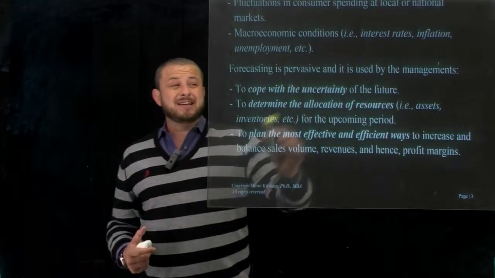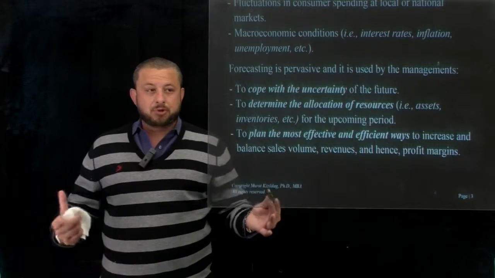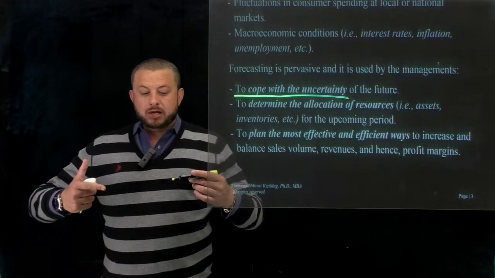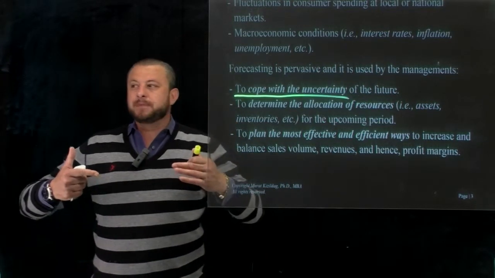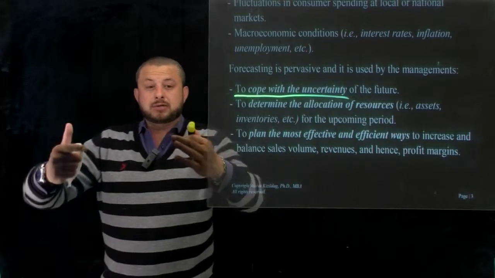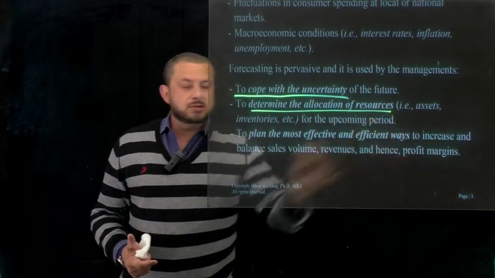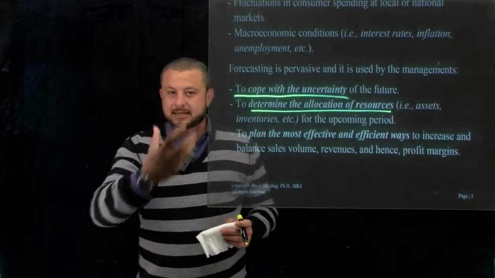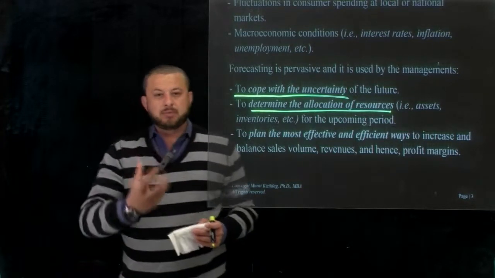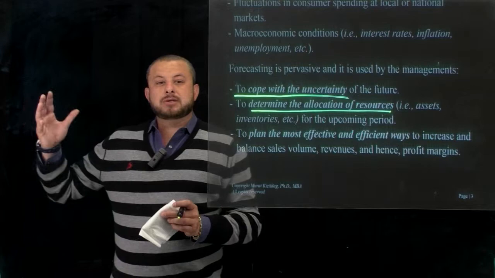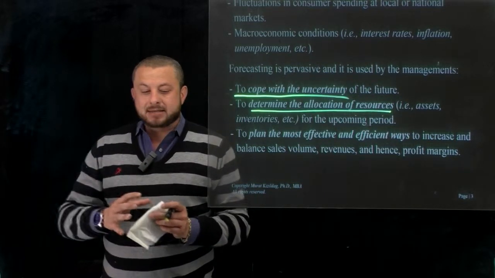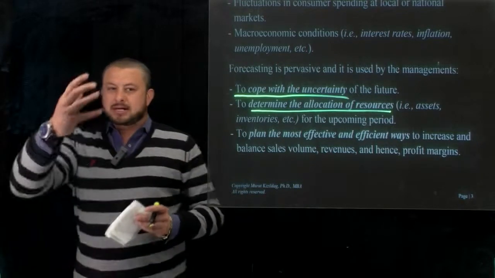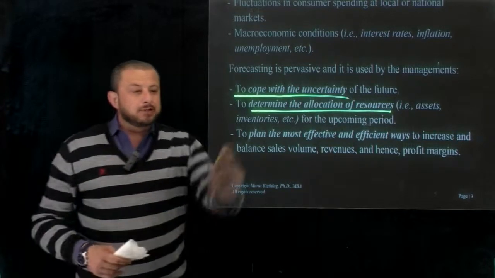So forecasting is pervasive. It is used by management for different types of purposes. Forecasting is used to cope with uncertainty. Forecasting is trying to guess the uncertain events and come up with a solution for them, to determine the allocation of resources. For example, as a decision maker or a director of a unit or department, your next year's budget or your next year's asset allocation will depend on what's going to happen next year. What's going to happen next year is the forecasting. Therefore, we will determine the allocation of resources.